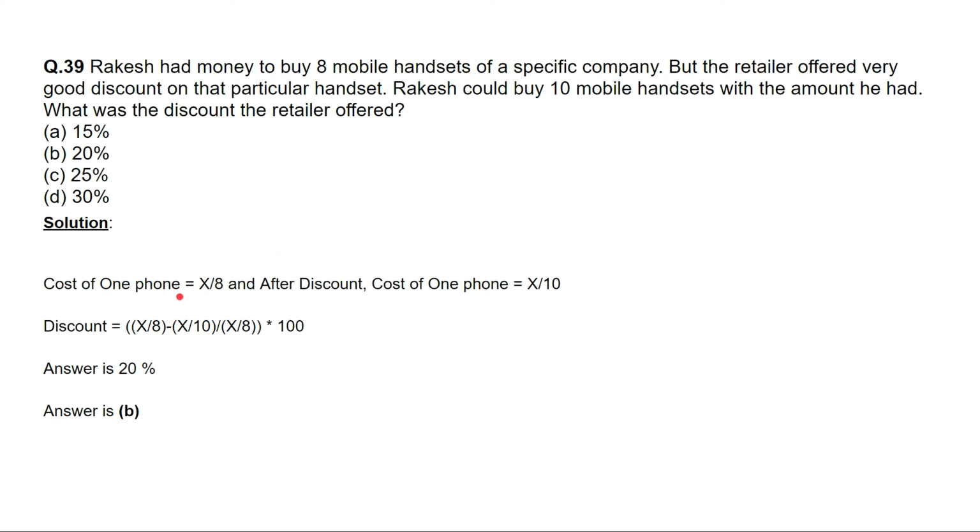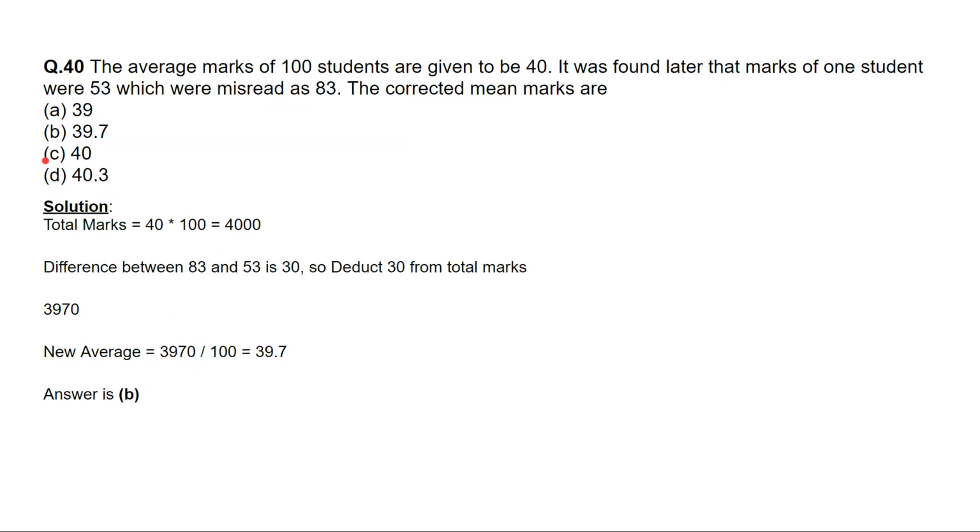This is a very simple question, so you basically have to find what is the discount that the shopkeeper is giving. If you calculate the cost of one phone here, it is x by 8, and after the discount is applied, it will be x by 10. So you just calculate the difference between the cost of one phone before the discount and after the discount, and that comes to 20%. The correct answer is B.